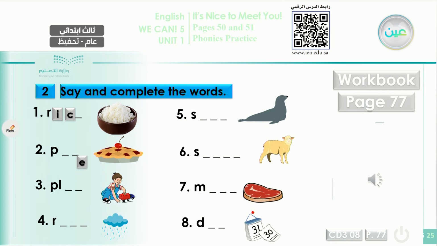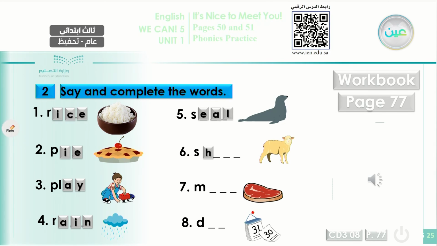Okay, so this is how we can spell rice, R-I-C-E. So we pronounce the I as I because we have E at the end. And also we have pie. And this is how we spell play, P-L-A-Y. Rain, how do you spell rain? R-A-I-N. Seal also, S-E-A-L, as you can see here.